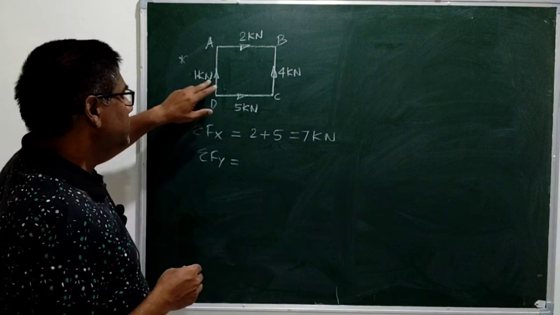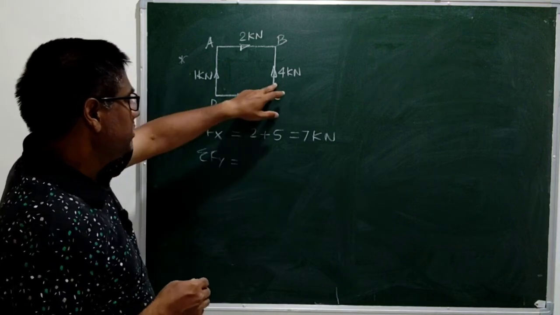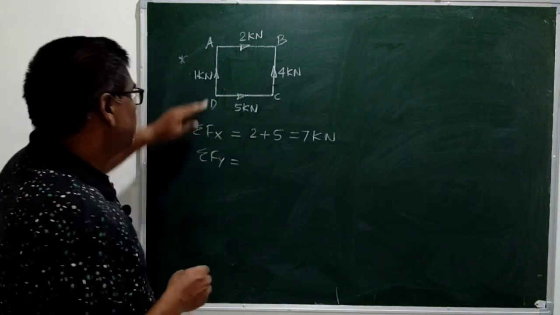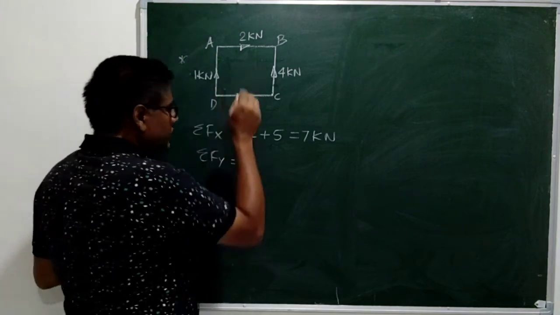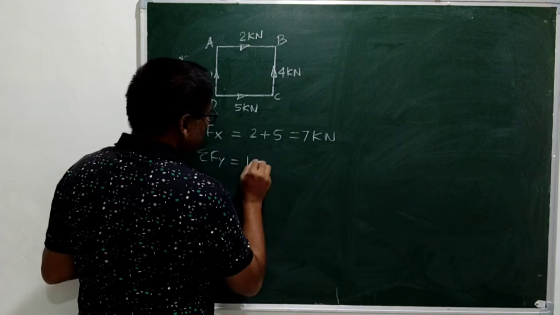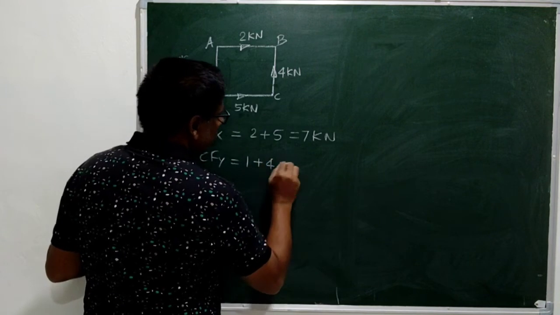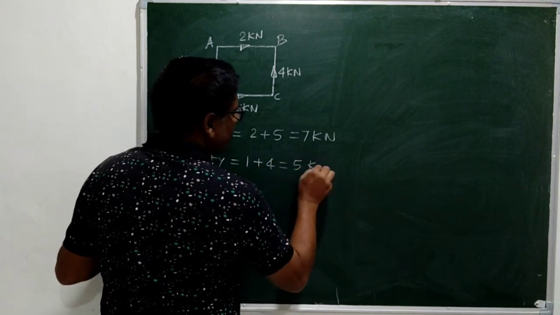Here we have two forces acting in y direction, these are vertical forces. Both are acting upwards, therefore we have to take positive sign for both the forces. 1 plus 4 is equal to 5 kilonewton.